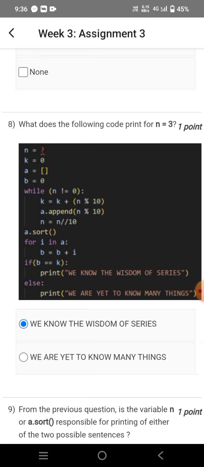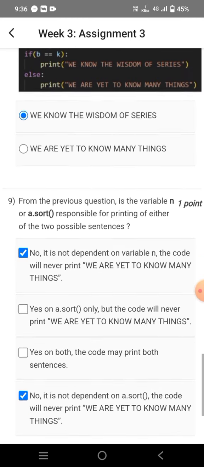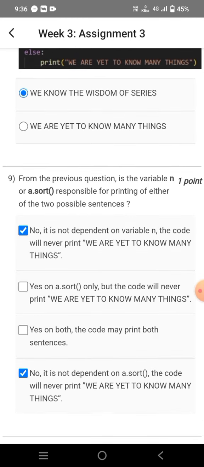Question 8th, the answer will be option B. We know the wisdom of crowds. Question 9th, the answer will be option A and option D.